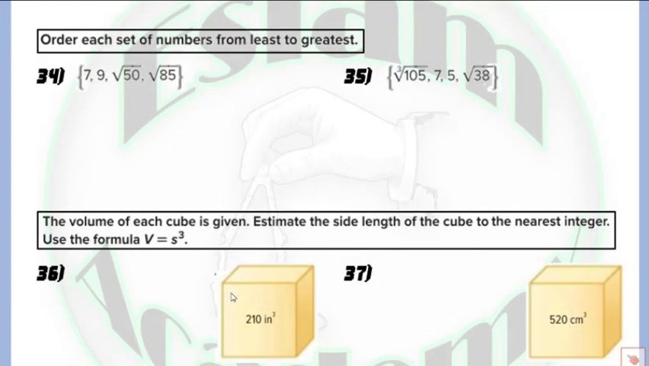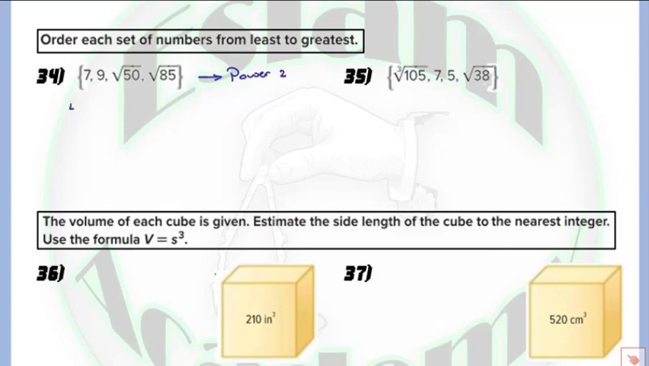In this problem, we need to arrange from the least to the greatest. We have in question number 34: 7, 9, the square root of 50 and the square root of 85. You will find that some of the numbers are rational, some of them are irrational. An irrational number is a number that we can't write in the form of a fraction. So we can't compare between rational and irrational numbers. So to solve the problem, just raise all of the numbers to the power 2.